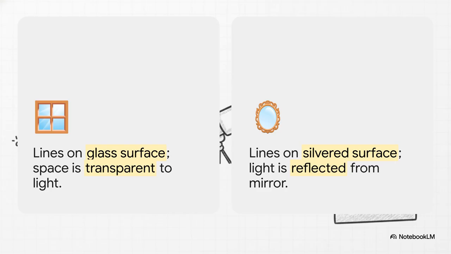Transmission gratings are made by drawing equidistant parallel lines on transparent glass with a super fine diamond point. This allows light to transmit right through those tiny clear spaces. Reflection gratings, on the flip side, have those exact same lines drawn on silvered mirror surfaces, which then bounce the resolved light back at us.